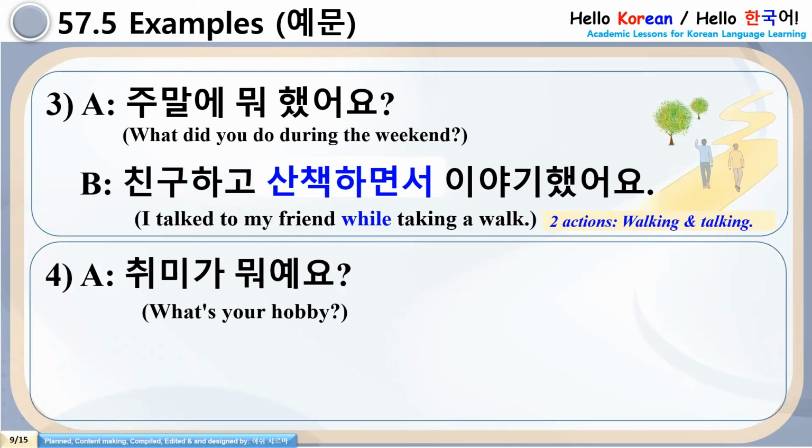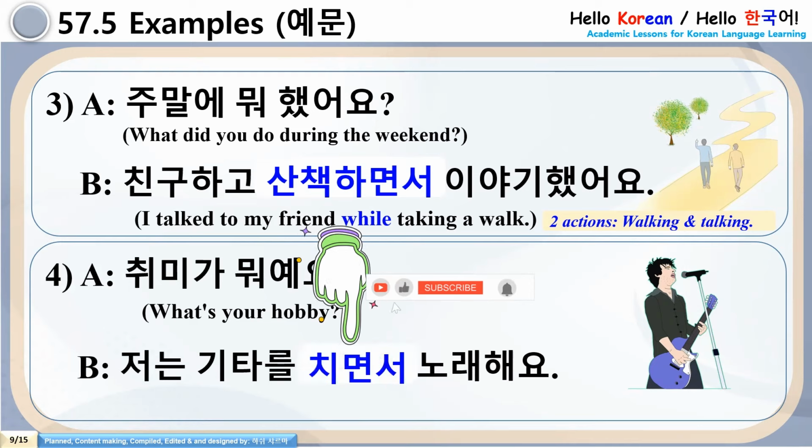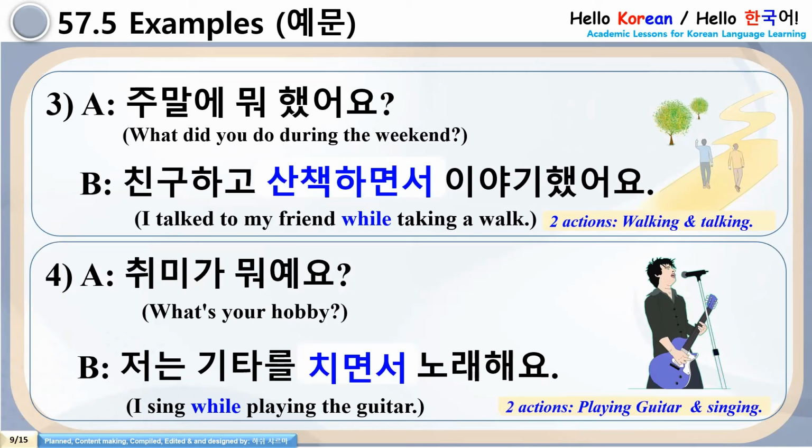One more example. Number 4. 취미가 뭐예요? What's your hobby? Might be some of you also have the same hobby, 여러분. 네. 저는 기타를 치면서 노래해요. So, 기타를 치면서, while playing the guitar, I sing. What are the two actions? Playing guitar and singing at the same time. See, again in number 3 and number 4, the similar English meaning is coming: while.